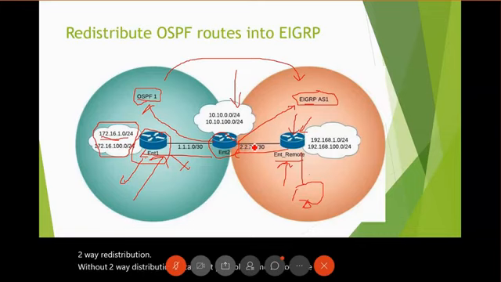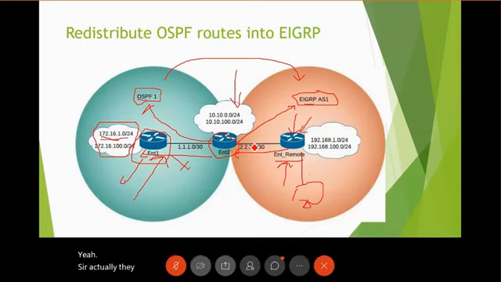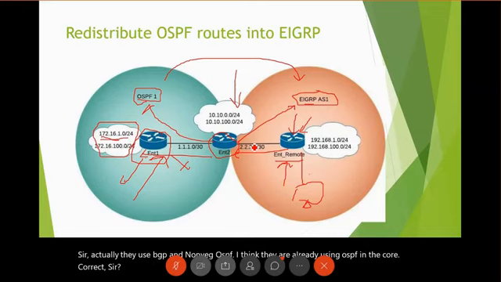But in a live situation, Realtel, what they are using, they're mostly using only BGP, no? Sir, actually they use BGP and non-BGP. OSPF, I think they are already using in the core networks. Correct, sir. So that kind of redistribution is also required? 100%, sir. Any ISP, any MPLS provider must do redistribution. Without redistribution, the network cannot work. Okay.